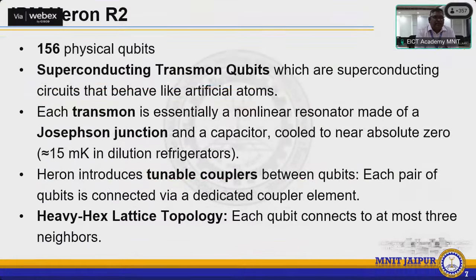And then if you look at the brief description of what it is, there are 156 physical qubits. Mostly you know that, but it uses superconducting qubits called transmon qubits. They behave like artificial atoms. So each transmon is essentially a non-linear resonator made of a Josephson junction.